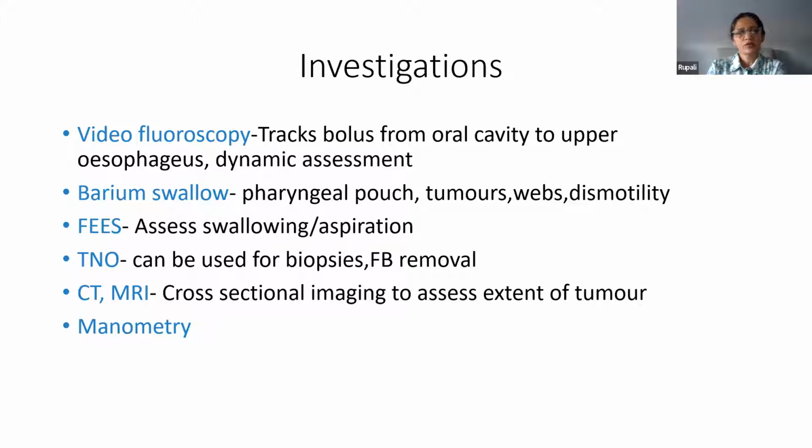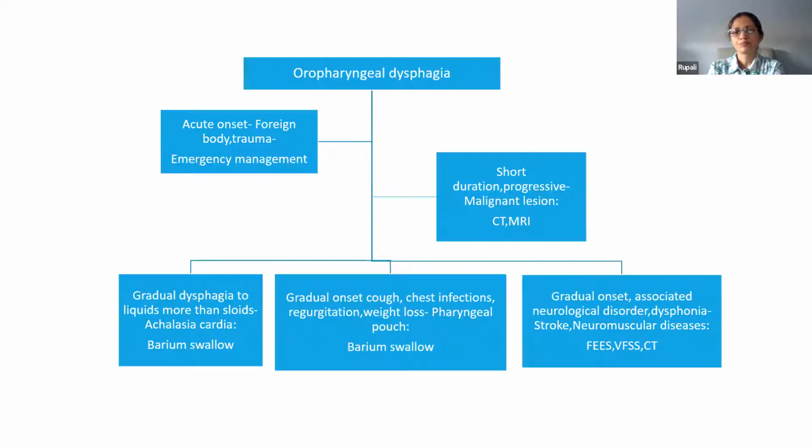Investigations are for further assessment of swallowing of the patient. Video fluoroscopy gives us a dynamic assessment. Barium swallow gives us structural problems or any dysmotility. Again, FEES, TNO, CT, and MRI are cross-sectional imaging, mainly very useful in cases of cancer patients. Again, Ms. Khwaja is going to talk about it in detail.